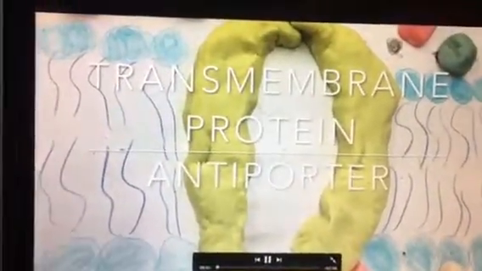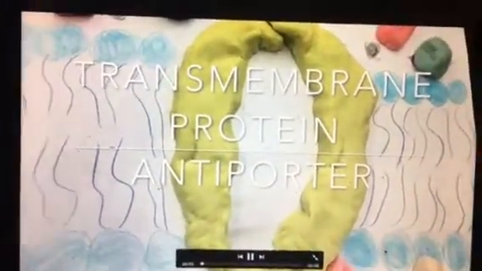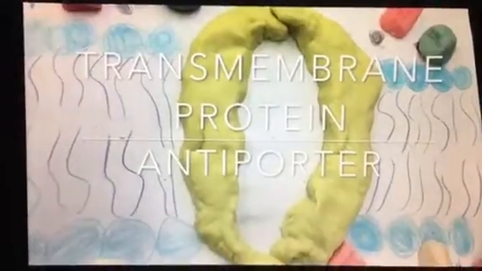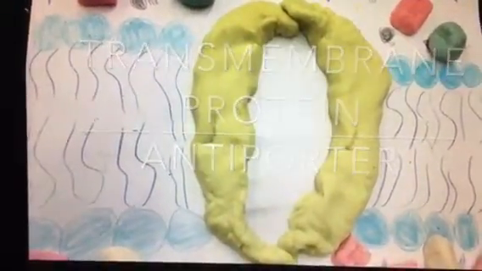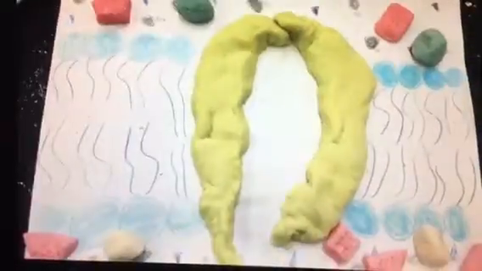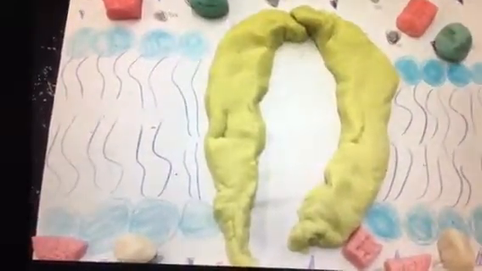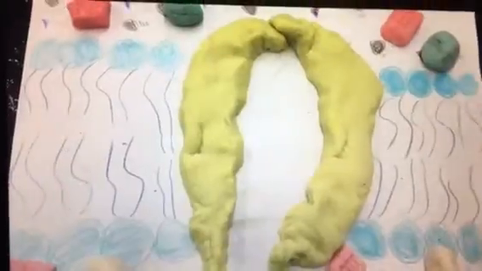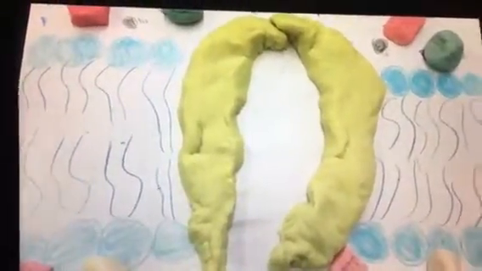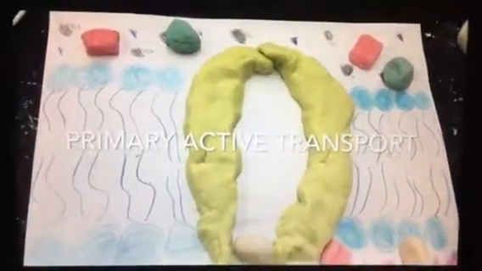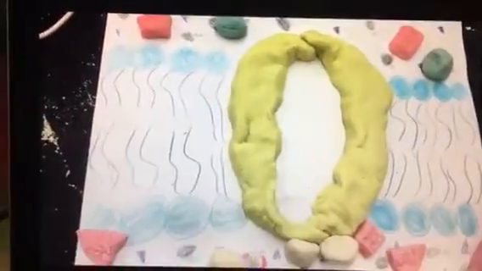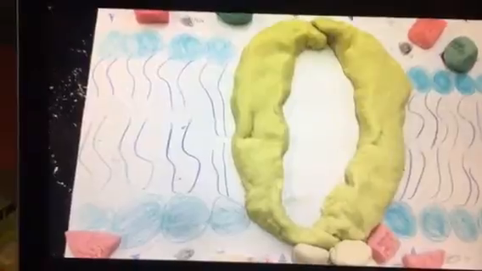What you see before you is a sodium-potassium protein. This is what is known as a transmembrane protein, an integral membrane protein that is spread throughout the whole membrane. More on that later. This is also known as an antiporter, which moves two different substances in two different directions. This protein is about to complete primary active transport, which uses ATP to move substances.